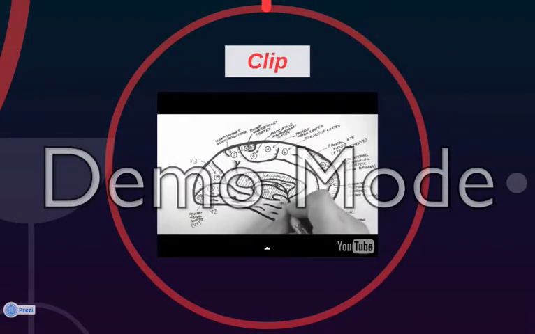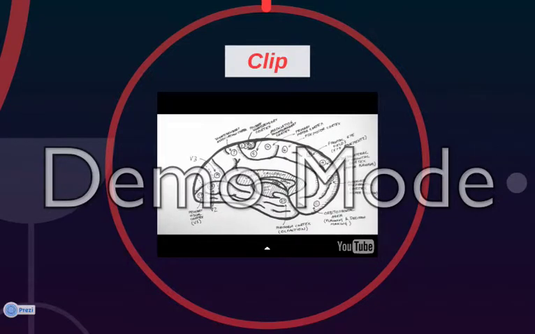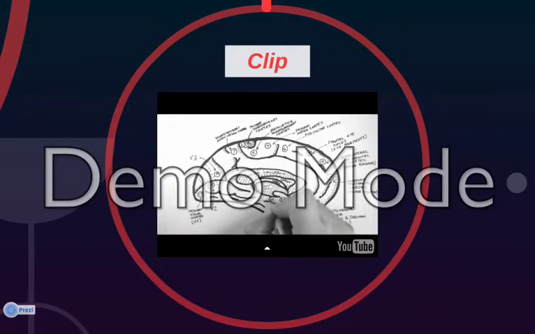Down here just below the uncus is the piriform cortex. And this plays a role in olfaction, or the sense of smell. And behind that is the parahippocampal gyrus. And that's believed to be involved in memory.